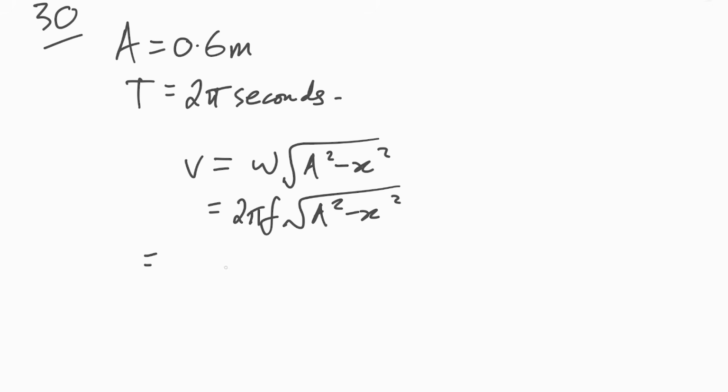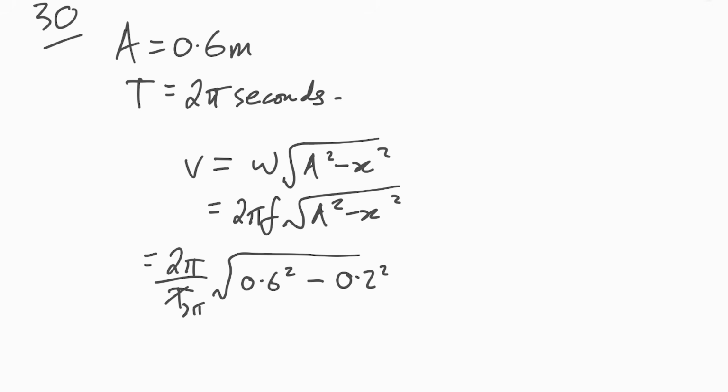It's very unusual for us to use this equation. I like it though. Usually we just deal with maximum. And so that's 2 pi over T times the square root of A squared minus x squared. So that's just going to be 0.6 squared, take away 0.2 squared. And so if this is 2 pi, then that cancels nicely.